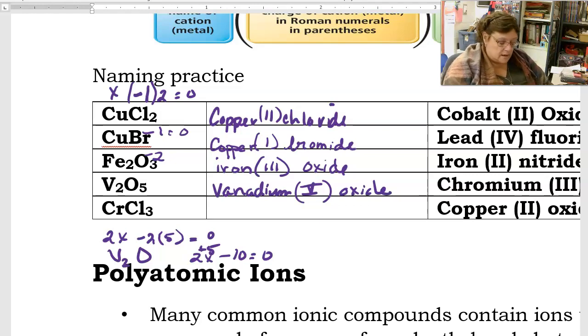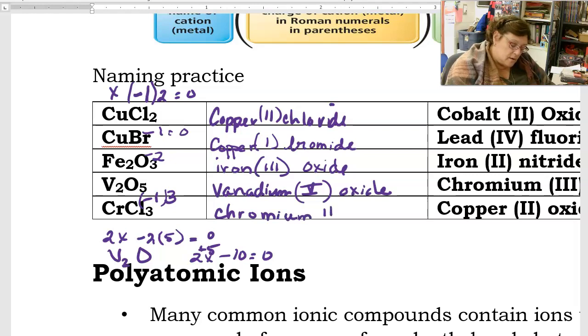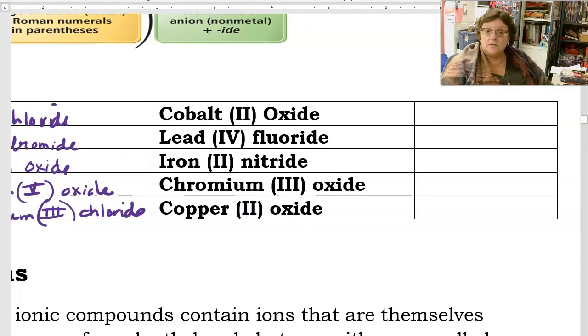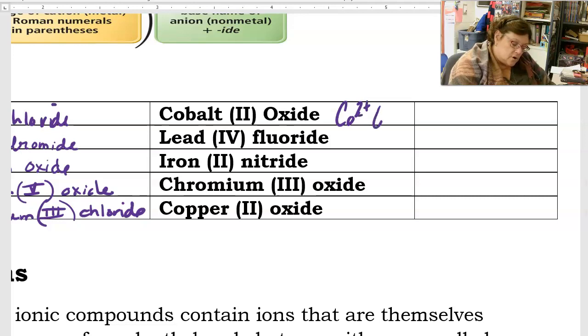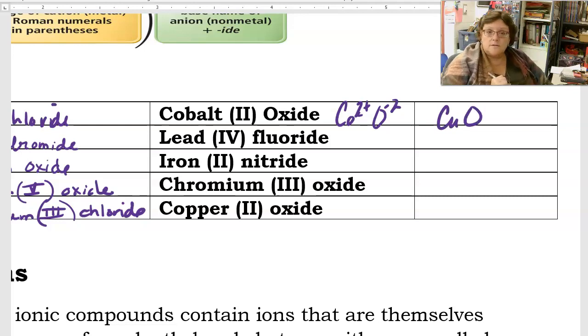Chromium and chlorine. Chlorine's a -1. I have 3 of them, so chromium must be a plus 3. So we say chromium 3 chloride. Now the other side gives us the charges. Cobalt, it's telling us that cobalt is going to be a plus 2. And oxygen, you can look up on the chart, is a -2. 2 minus 2 is 0. So this guy is CoO. You don't put Roman numerals in the formula, only the names.